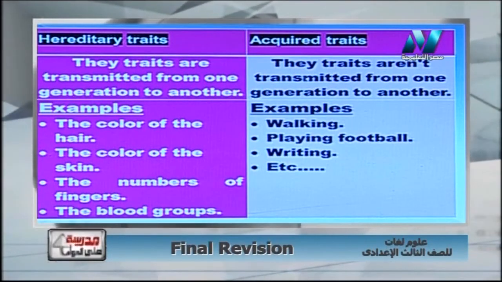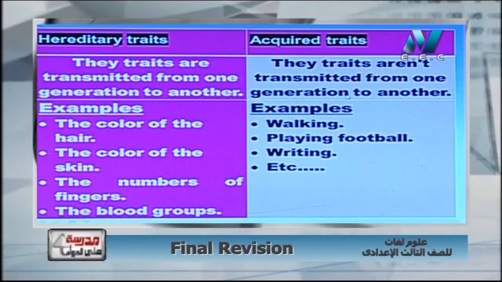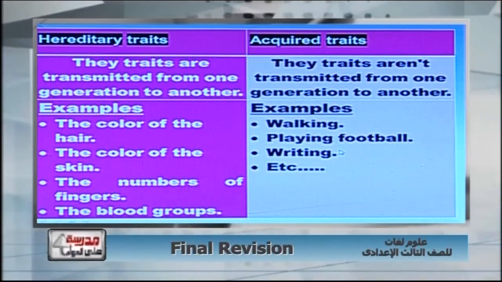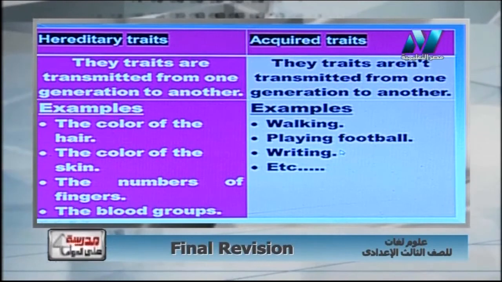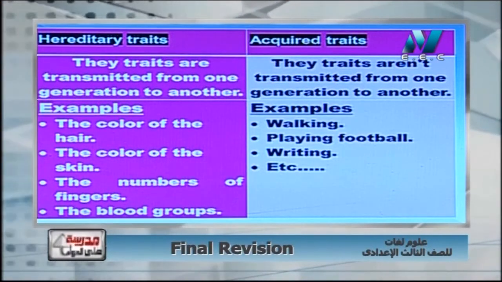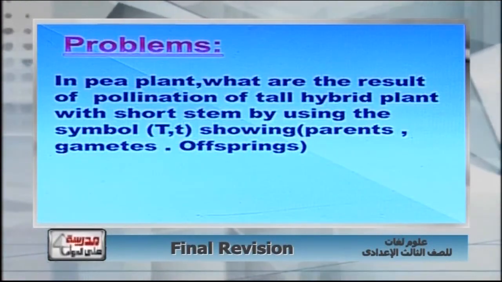What about the acquired trait? They are not transmitted from one generation to another, like walking, playing football, writing, singing. You have a nice, good voice, but you did not inherit it from your parents. Okay, this is the comparison of today.